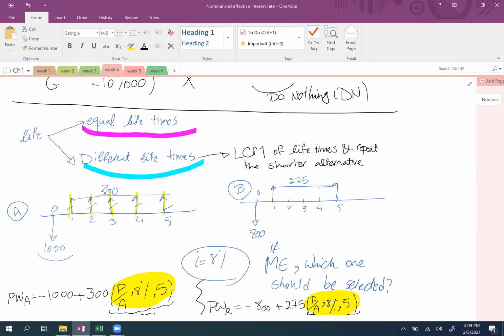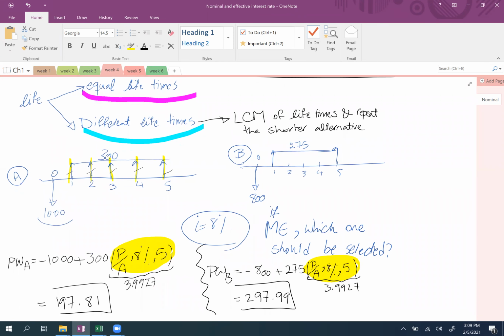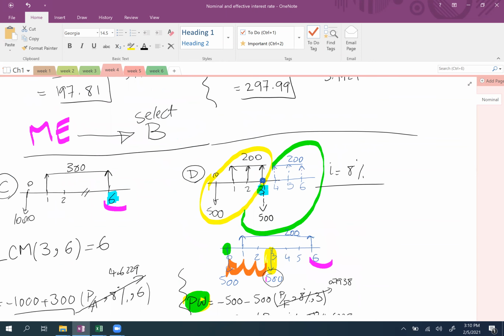But there was a scenario we talked about, where it is possible that the projects' lifetimes are different. In scenarios like this, when the projects' lifetimes are not the same, what you can do is calculate the LCM of the projects. For example, if the projects' lifetimes are 3 and 6, it means that you will repeat the shorter project until you hit the LCM.